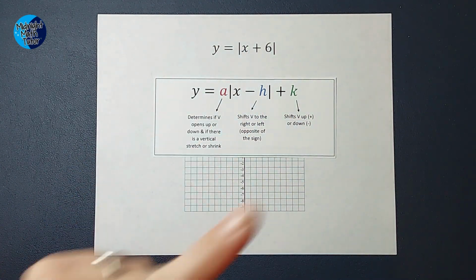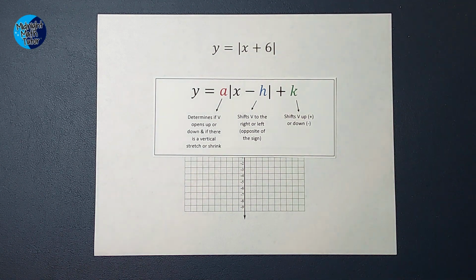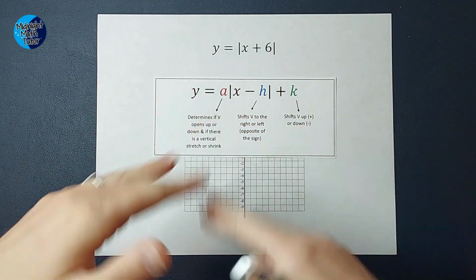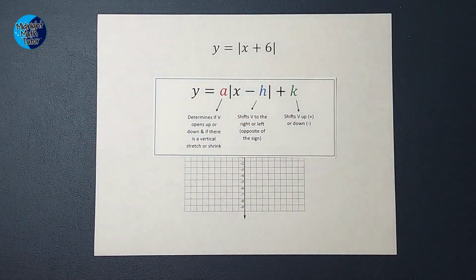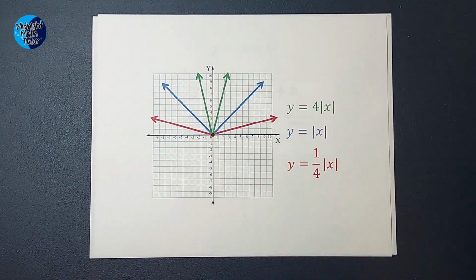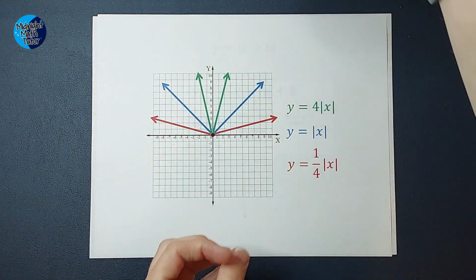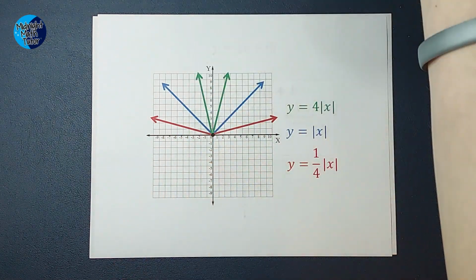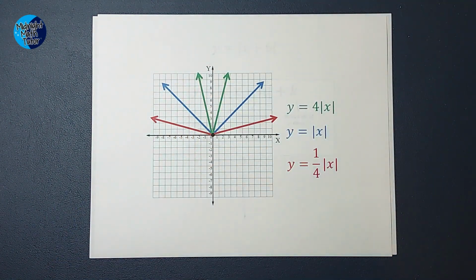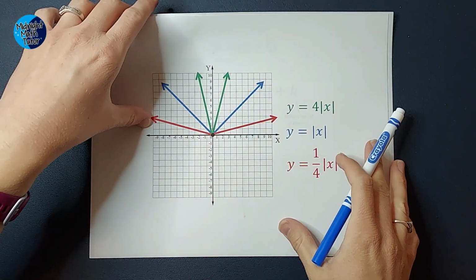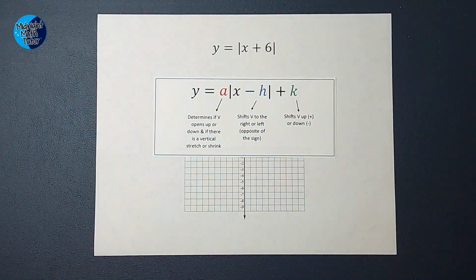If you want to see an example like that, I will link one in the corner. But really quickly, if there's a number out there, if it's positive, your V opens up. If it's negative, your V opens down. And also, whether it's a fraction or a counting number will decide if it stretches your graph or compresses it. Kind of like this. You can see the green has a 4 out front and it's stretched. The red has a fraction out front and it is compressed. But that doesn't apply to this current example, but I do think it's important to mention.